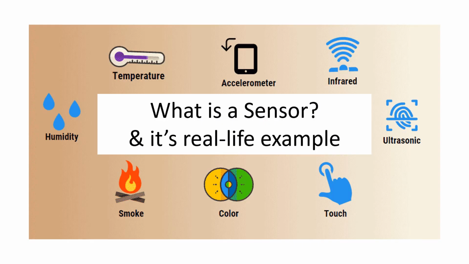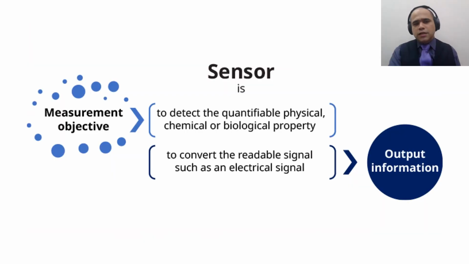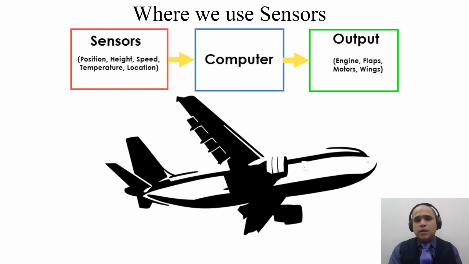What are sensors? And sir, can you give us a real life example? A sensor is a device that gets a physical quantity and converts it into a readable signal, which could be an electrical signal also. Sensors are typically used everywhere. Let's take an example of an airplane system. Here the sensors would be position, height, speed, temperature, location. All these sensor inputs are fed to the computer and the output could be engine speed, flaps, motors, wings, etc.